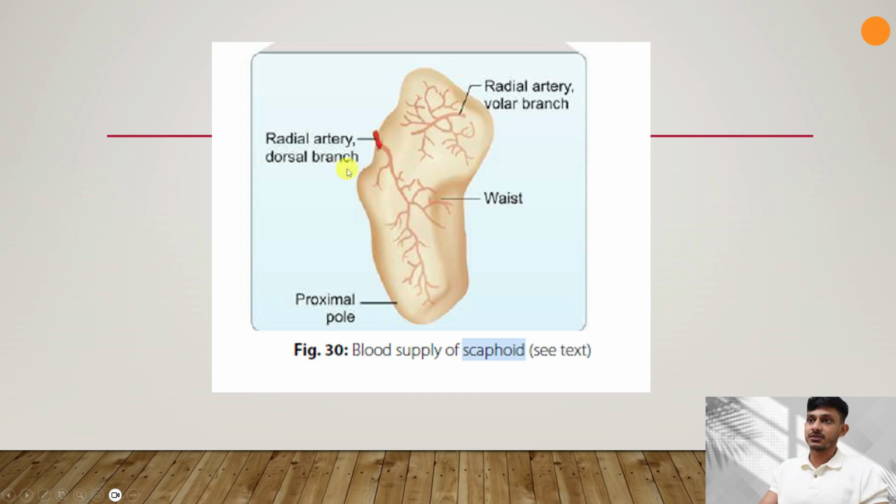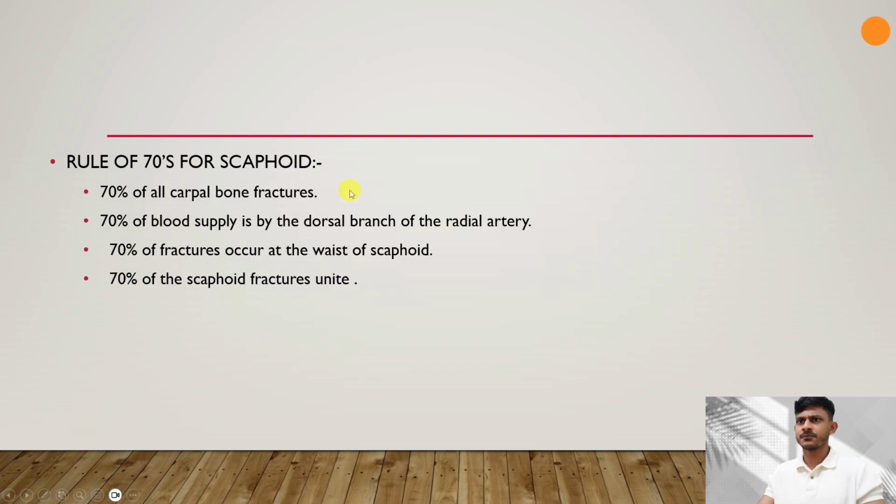Whereas the other branch of the radial artery, the dorsal branch, supplies the waist, a little bit of the distal pole and the entire proximal pole. So you can imagine a fracture line which runs through here. The blood supply to the entire proximal pole will be cut off. So you can see why there's a higher risk of AVN.